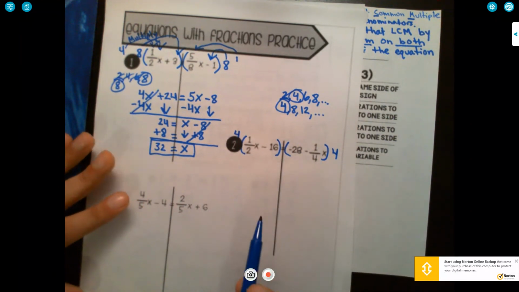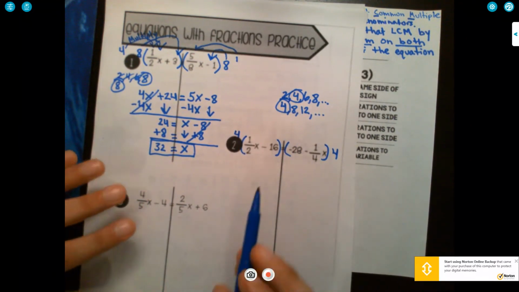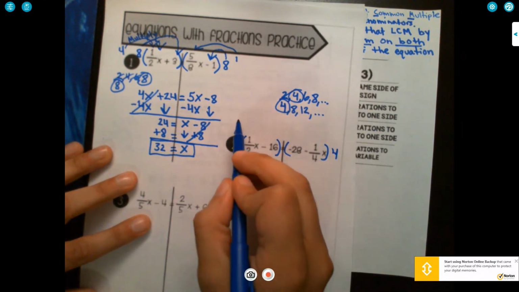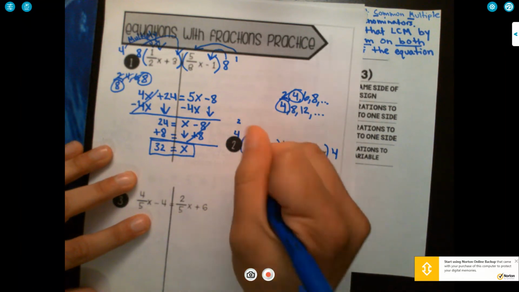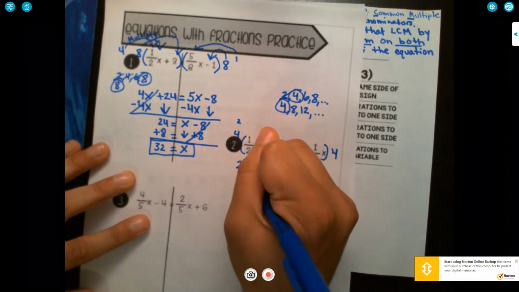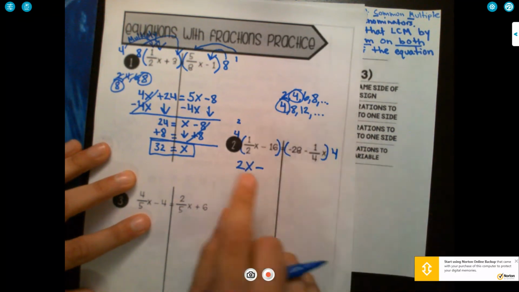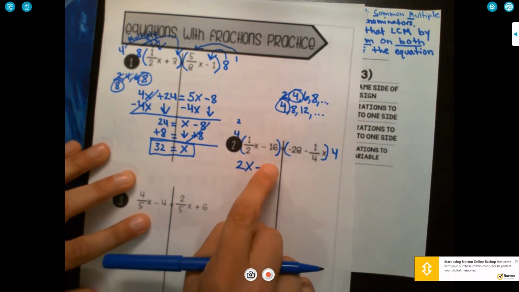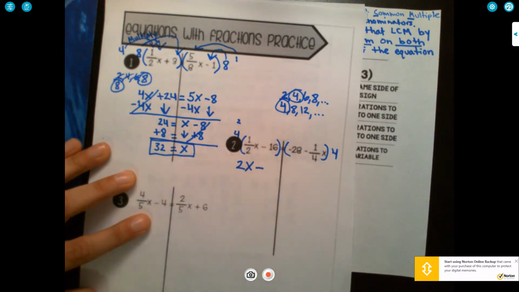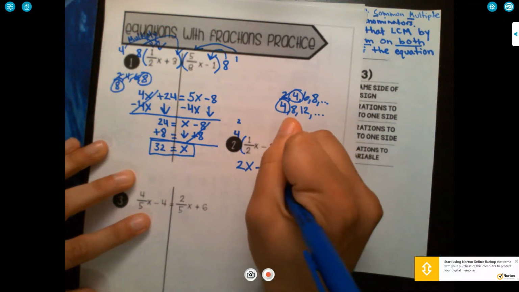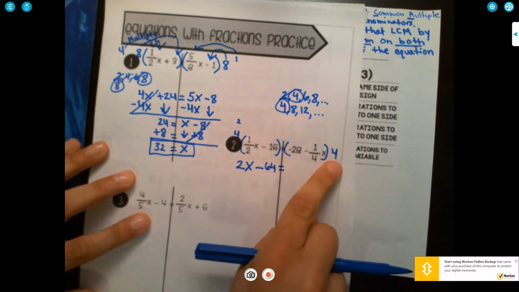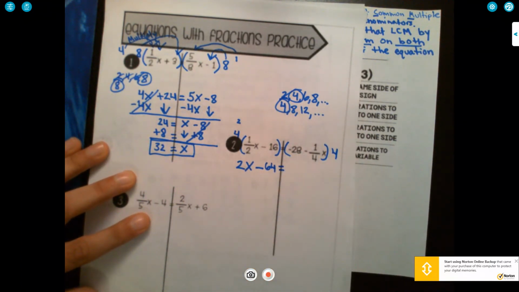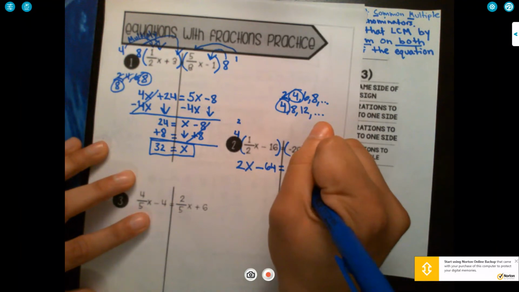And then so we created parentheses, so now we're going to distribute. 4 divided by 2 is 2. And then 2 times the numerator, which is 1. So 2 times 1 is 2. So 2x, got a negative. 4 times negative 16, I already have my negative, so 4 times 16 is 64. Equals, so negative 28 times 4, we should get negative 112.